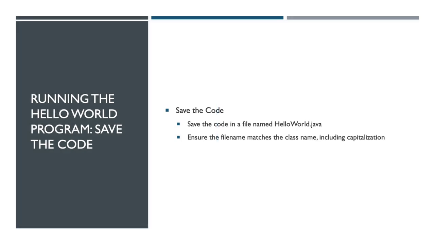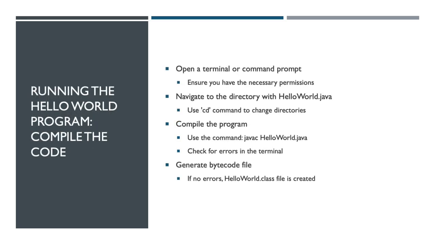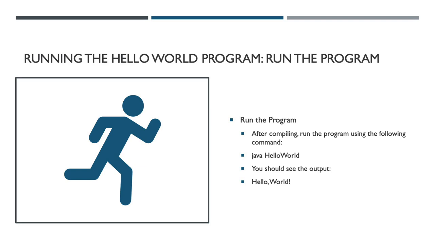So the next step is to save the code in a file named HelloWorld.java, ensuring the file name matches the class name, including the capitalization, making sure that it's case sensitive. To compile the code, open a terminal, navigate to the directory with HelloWorld.java, and compile using javac, J-A-V-A-C, followed by the file name HelloWorld.java. If there are no errors, a bytecode file named HelloWorld.class will be generated. After compiling, run the program using the command java, followed by a space, and then the name of the class file, HelloWorld. You should see the output, Hello World.